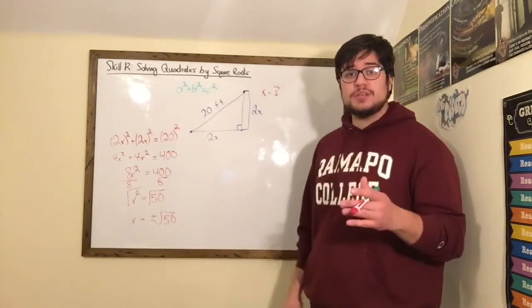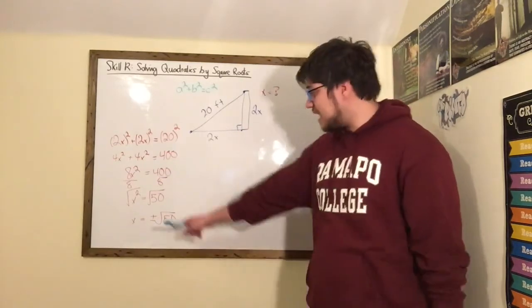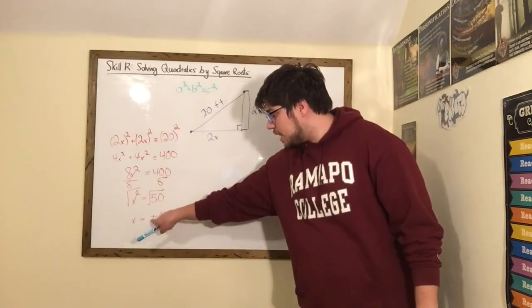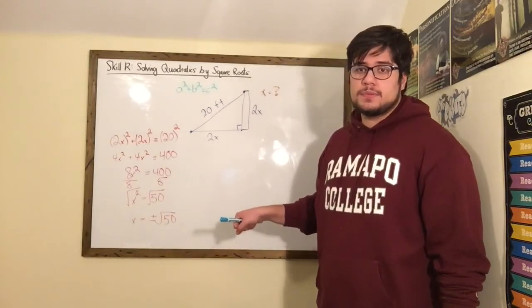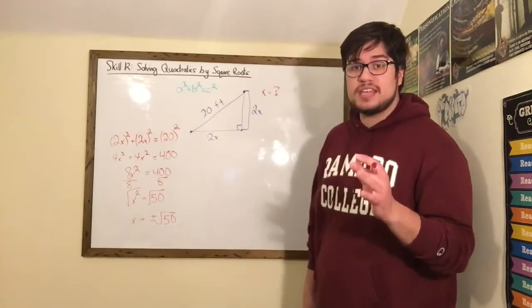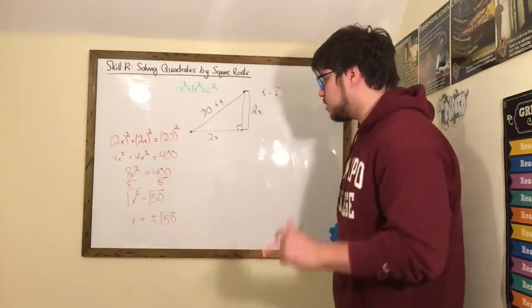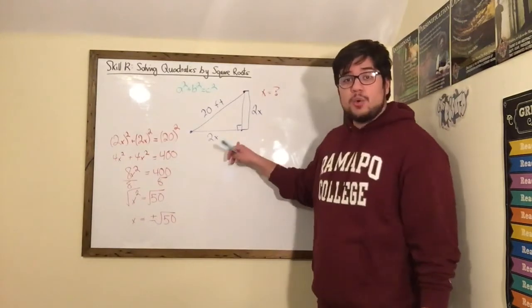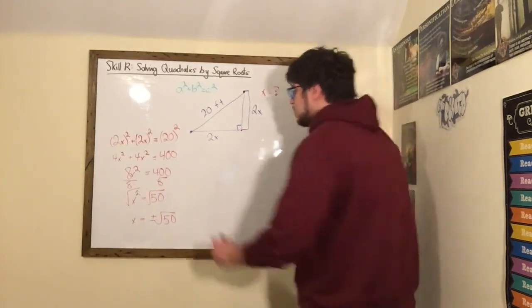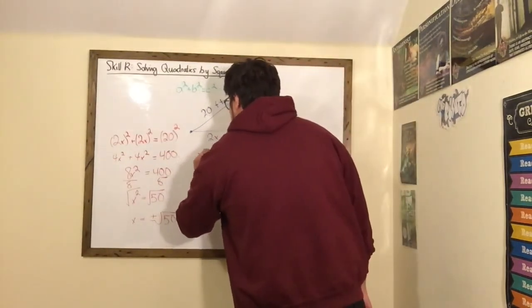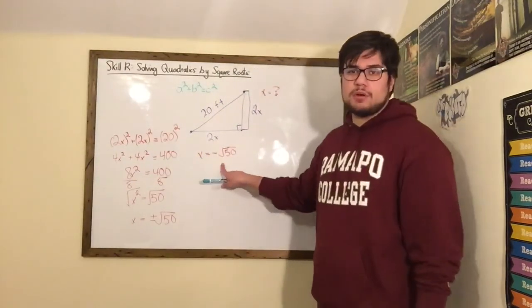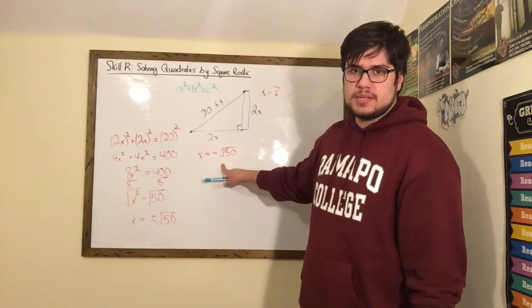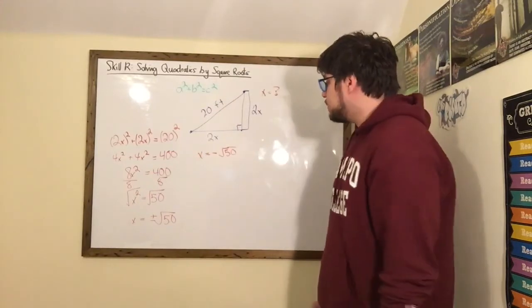Now, my question to you is, is this the correct answer? Is x equals positive, negative, square root of 50 the correct answer? Okay, so we should be saying not quite, and here's why. Well, we're dealing with length, okay? So in this case, I can't have x equal negative square root of 50 because that would be saying negative square root of 50 feet, and I can't have negative feet, right?